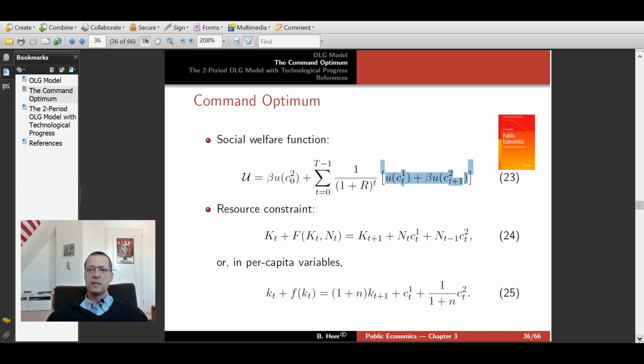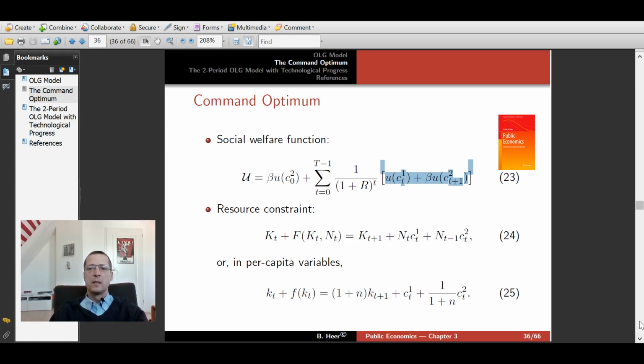And the young people consume N_t C1_t, and the old people consume N_{t-1} C2_t in period t. So we have N_t young people in period t and N_{t-1} old people in period t. These are the people who were young in the previous period t-1. If we divide it by the number of young people N_t, we get equation 25, which is our resource constraint in per capita variables, or to be more exact, in the capital stock per number of young people. So we have expressed the capital stock per capita here as lowercase k in order to consider stationary variables.